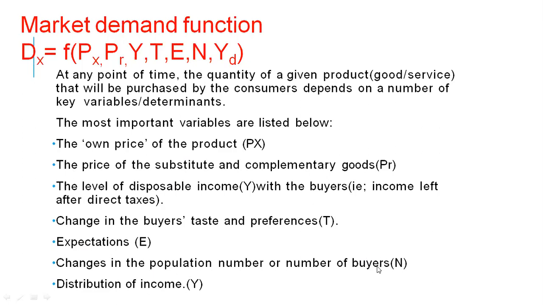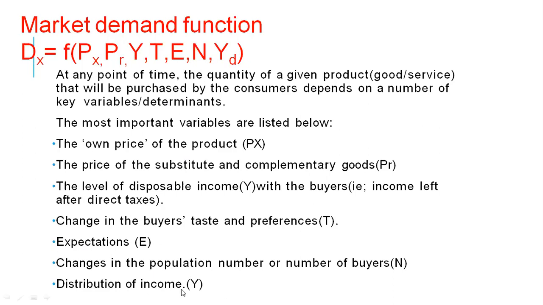So if in any area the number of buyers of any commodity is more, then the demand for that particular commodity is going to go high. And if in any area the number of buyers of any commodity is less, then definitely the demand for that particular commodity is going to go down.